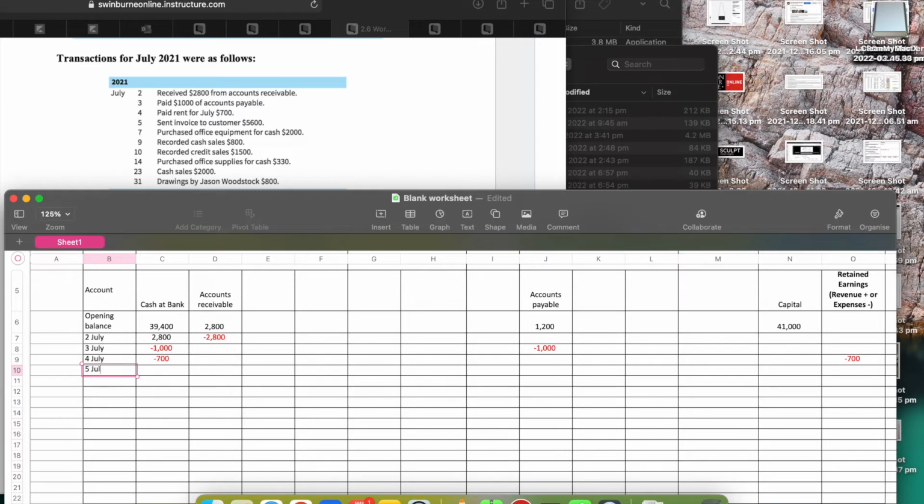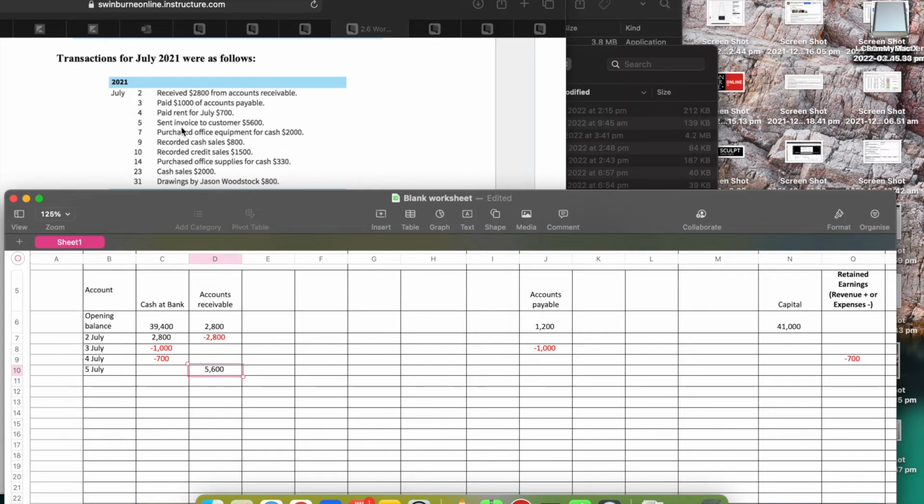All right, 5th of July, what have we got? Send invoice to customer of $5,600. So customer, that means someone's going to pay it to us. So that's accounts receivable. And what we're doing is we're increasing the amount that they owe us, so that's a good thing for us. It's an asset, so 5,600.